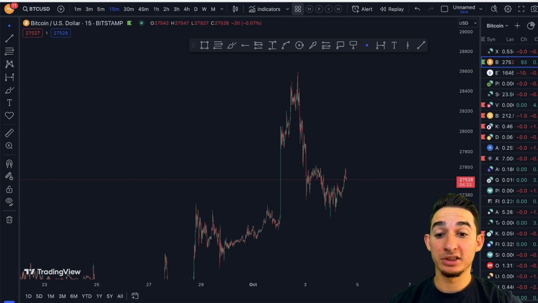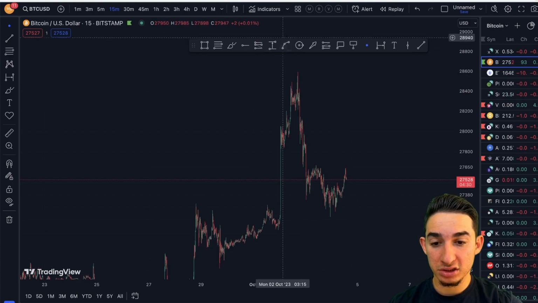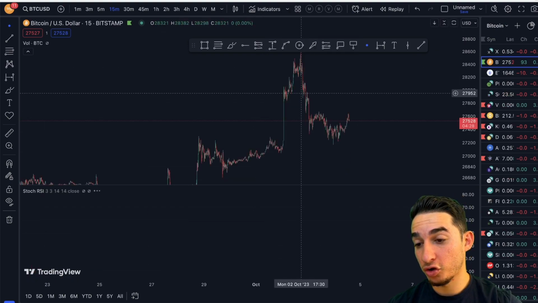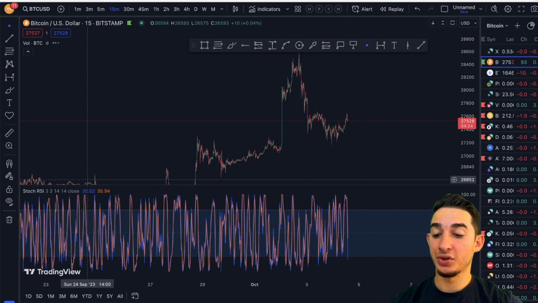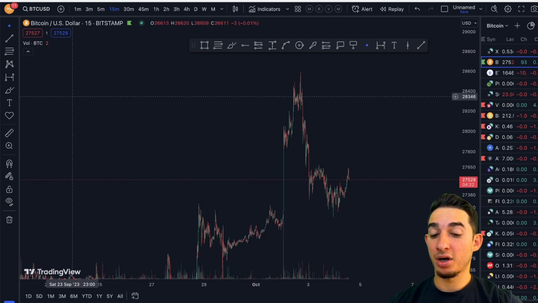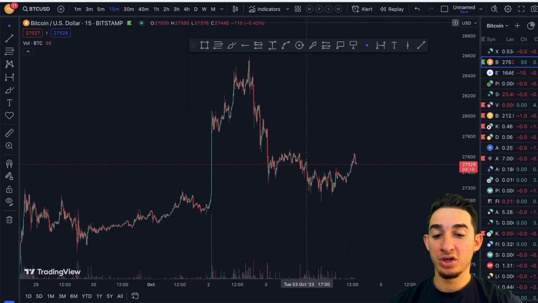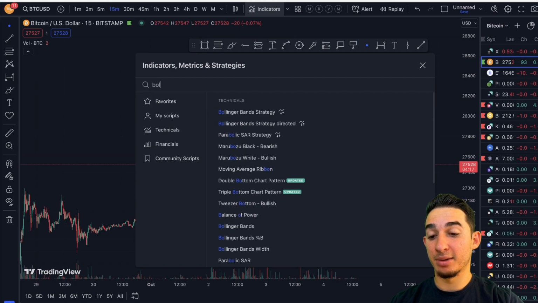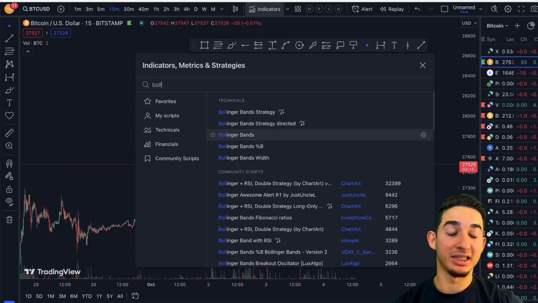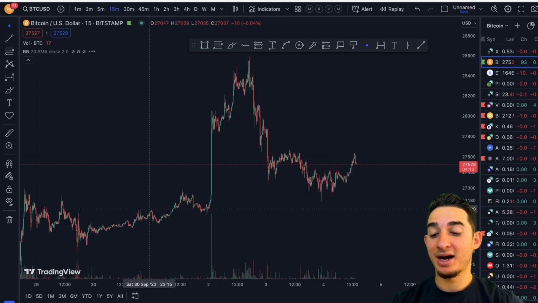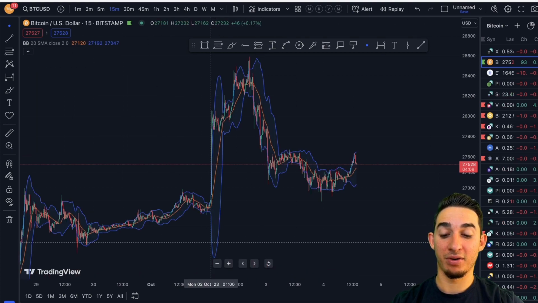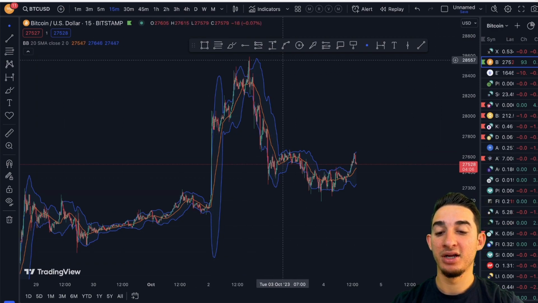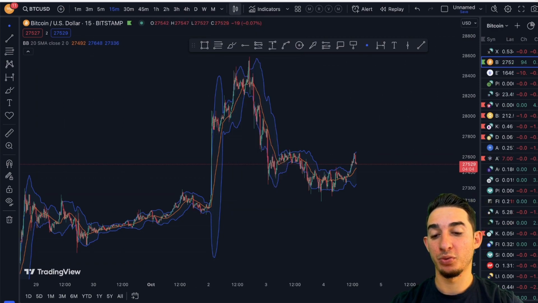You do have indicators that you can use right here, like the stochastic RSI, and you want to be using the volume. You could go ahead and use other indicators like Bollinger Bands. I don't know what you guys essentially use. Me personally, I don't really use that many indicators. I like to trade naked charts, but of course everyone has a different trading style.